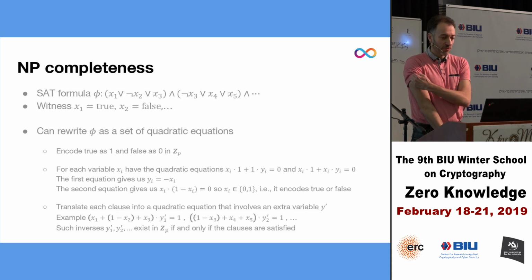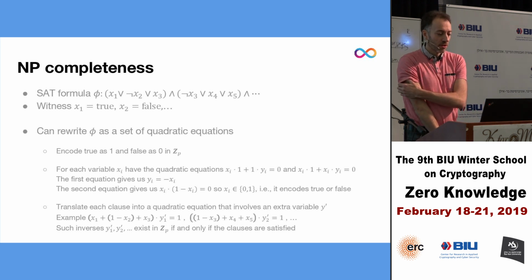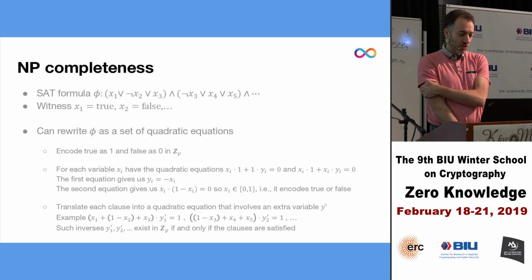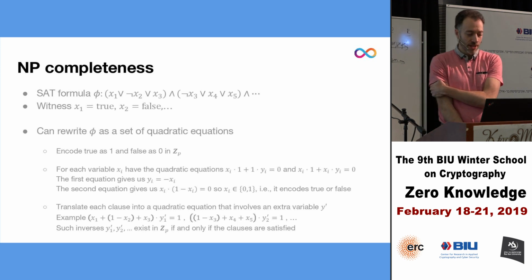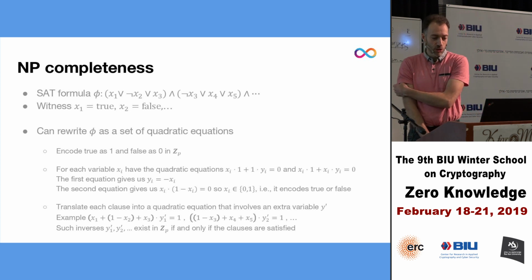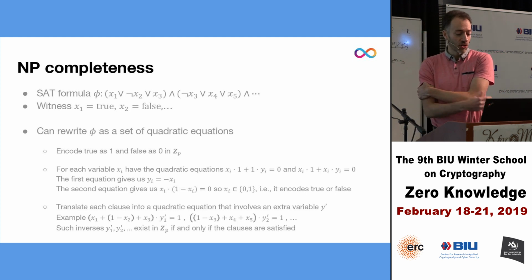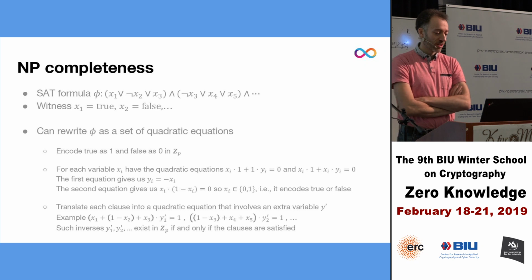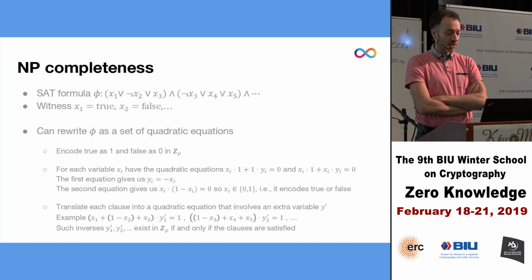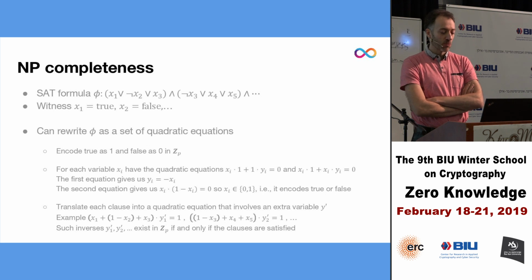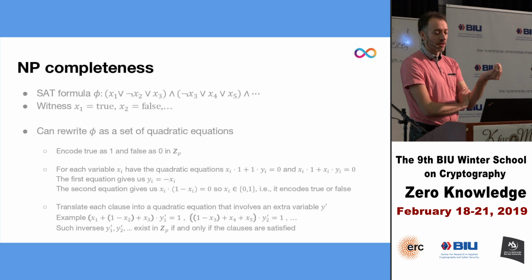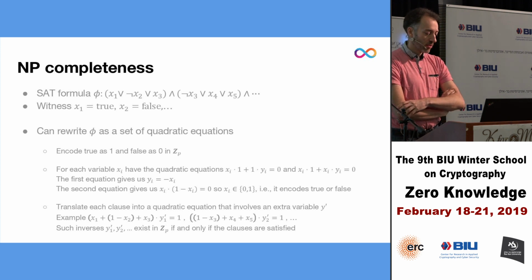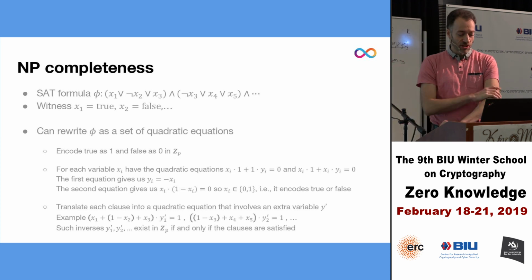Okay, so for instance, if we look at the first SAT formula, we have x1 or not x2 or x3. We'll encode that with a quadratic equation as (x1 + (1 - x2) + x3), and then multiply that with y1 prime and demand that this should be equal to 1. Okay? So why do we demand that this is equal to 1?